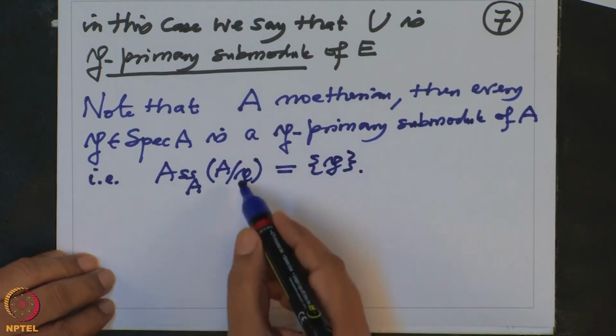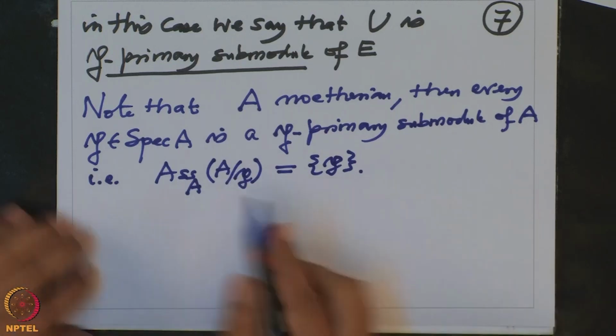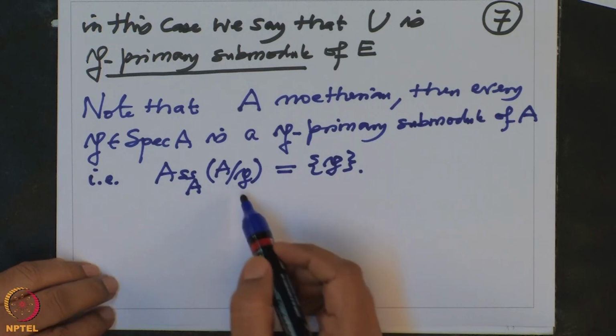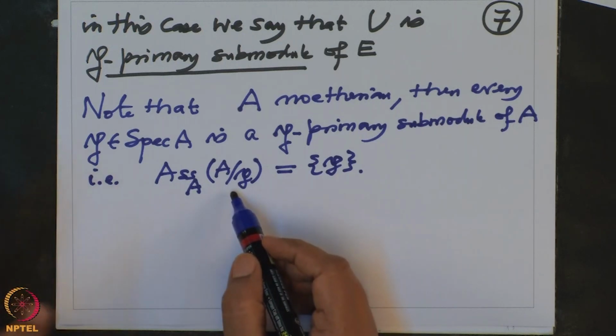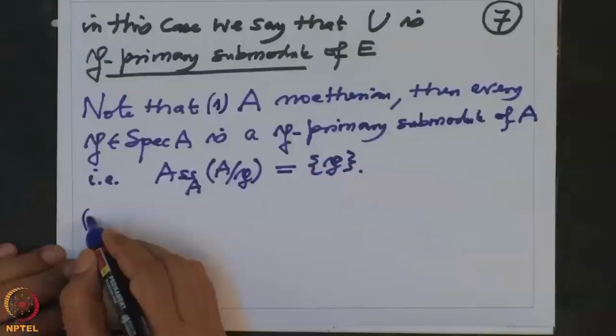That is clear because the only minimal prime ideal here is P, and other prime ideals contain non-zero divisors. This is an integral domain, so they contain non-zero divisors, so they cannot be associated primes. All right, this is one. So this gives enough examples of primary submodules, namely all prime ideals in a ring are primary submodules of this, but they are not all.